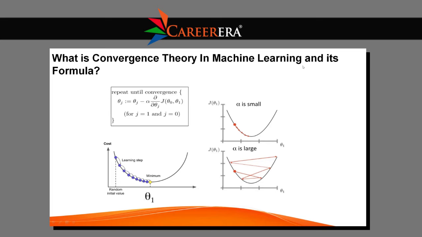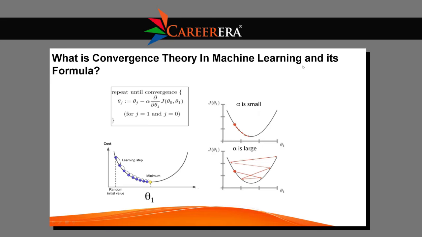Next question is, what is convergence theory in machine learning and its formula? Again, formula is something that we can always remember later, but we should understand the concept more clearly. Convergence theory is one of the most important topics that we need to know when discussing gradient descent and linear regression. Now, what is convergence?